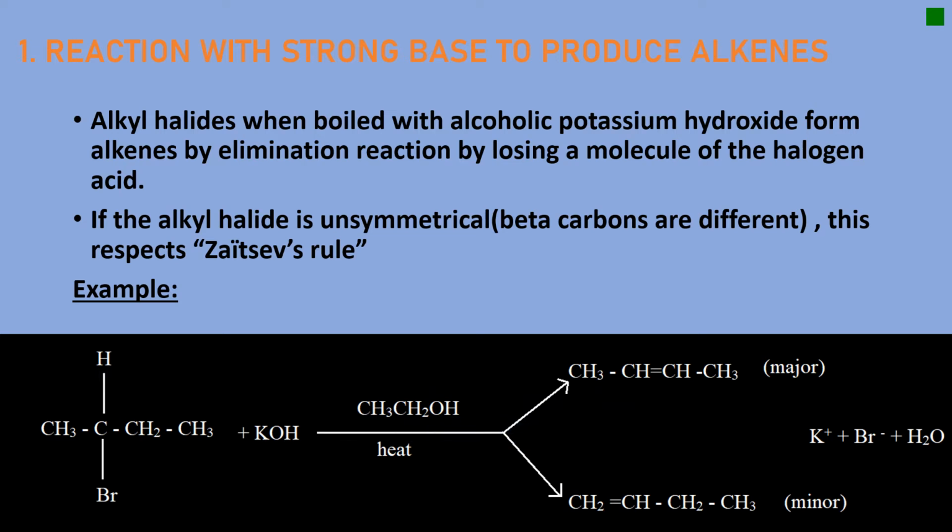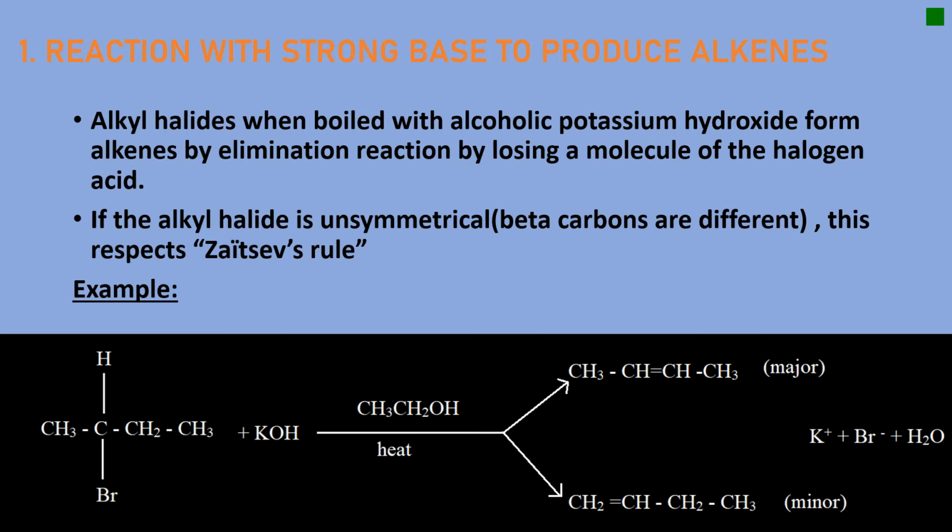2-bromobutane reacting with the potassium hydroxide in ethanol under heat conditions will produce two products, 2-butene and 1-butene. 2-butene is a major product because it is more stable compared to 1-butene.